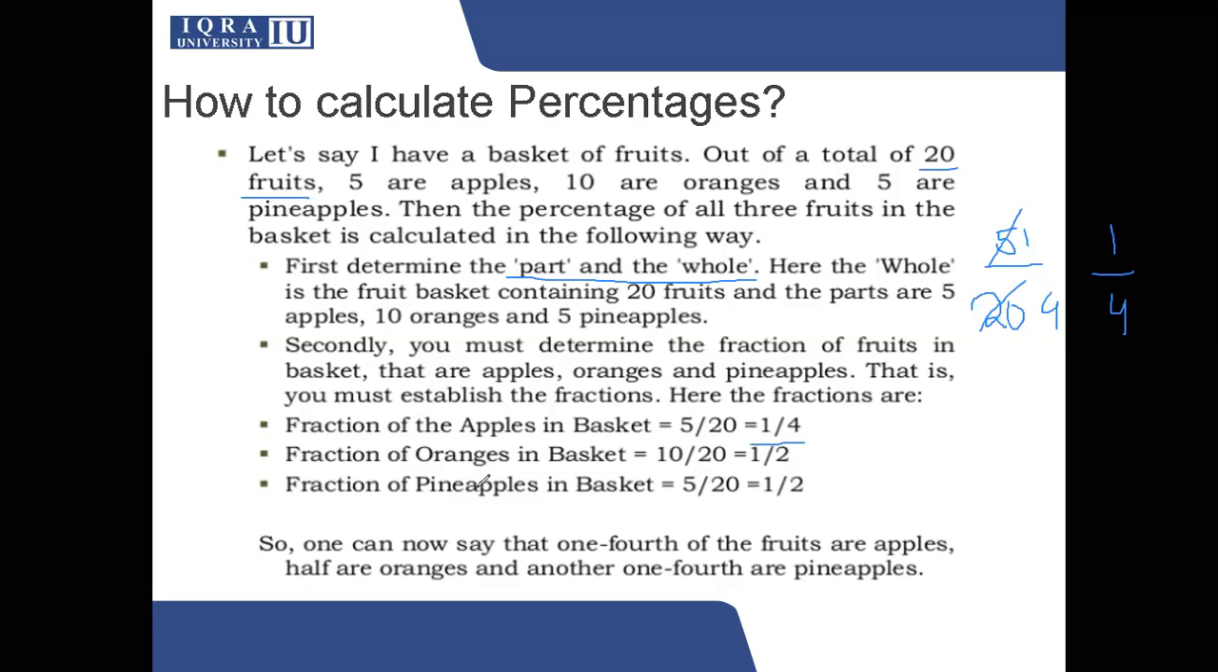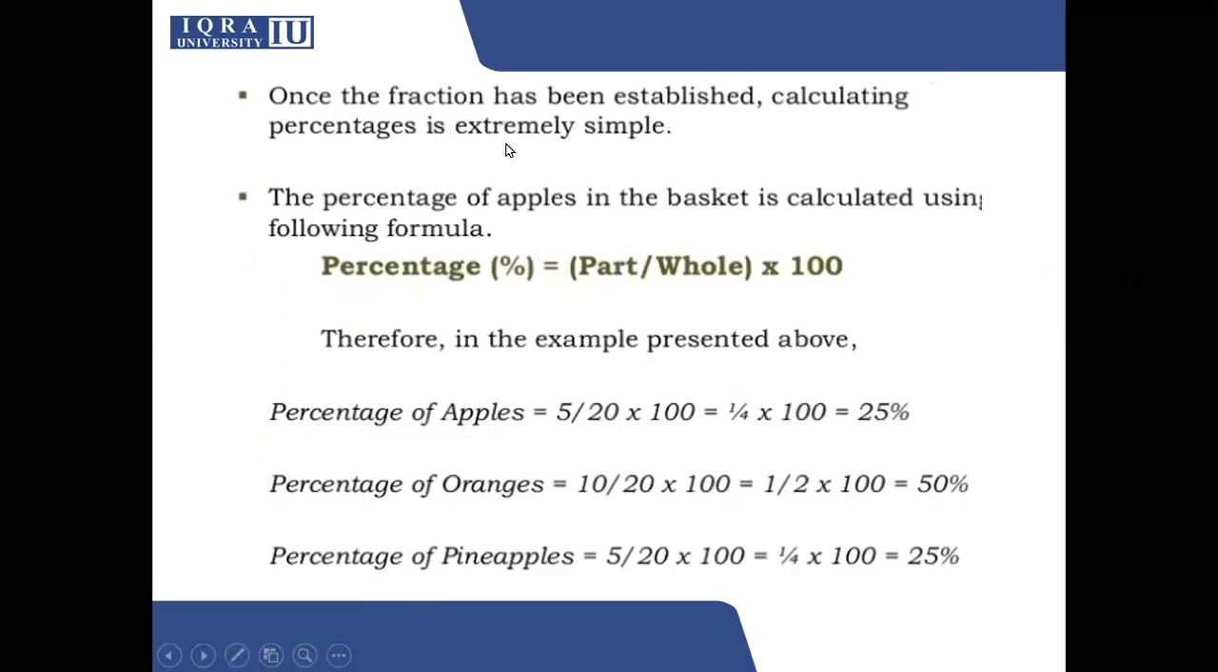So let's talk about the oranges. Again, this is not the percentage, this is just the fraction. And after we have the fraction, we can calculate the percentages. So the fraction of oranges, remember we have 10 oranges out of 20 fruits. So that becomes 1 by 2. And pineapples is 5 by 20 and we get 1 by 4, right? So now you can say that 1/4 of the fruit are apples. Basically 1 by 4, what does it mean? That 1 out of every 4 fruits is an apple. So 1/4 of the fruits are apples, half are oranges, and the other 1/4 are pineapples. So now that we have the fractions, we can easily convert them into percentages. Once the fraction has been established, calculating percentages is extremely simple.